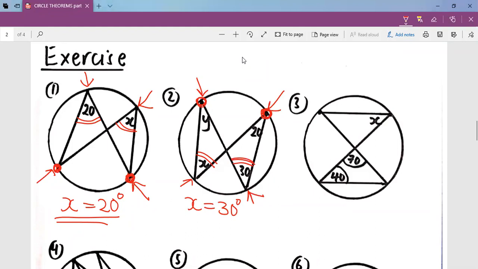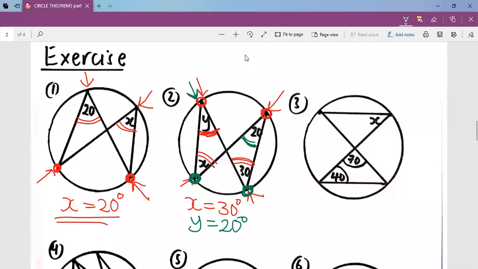Let's look at Y. This Y here is formed by 2 points here. Let me use another color. Y is formed by this circle point and this point. But again, these 2 points which are forming Y, they are also forming 20. Therefore, Y and 20 will be equal.